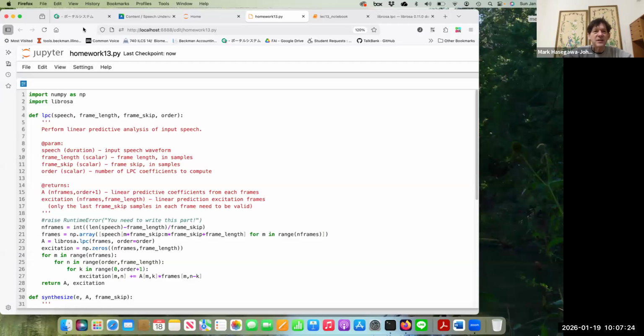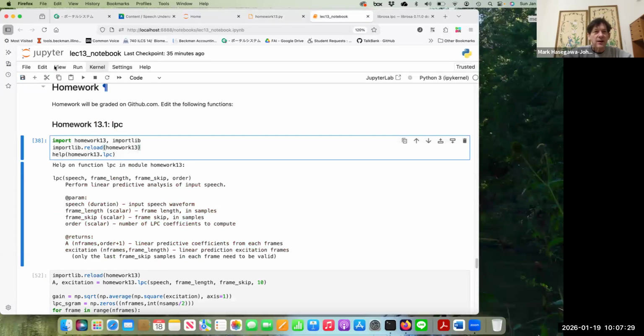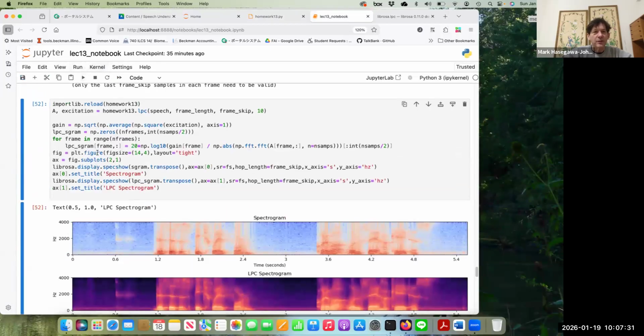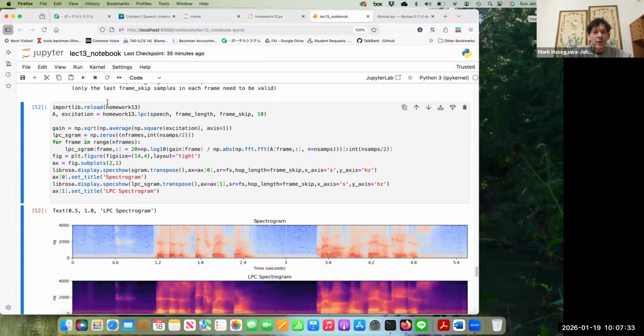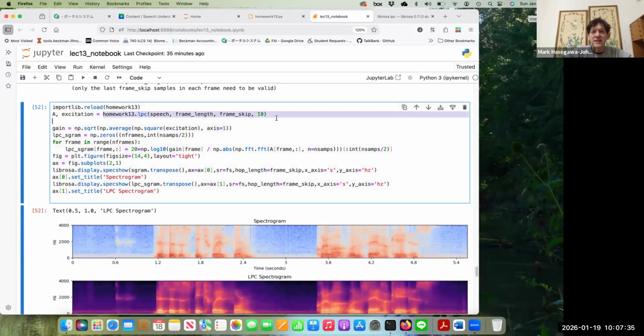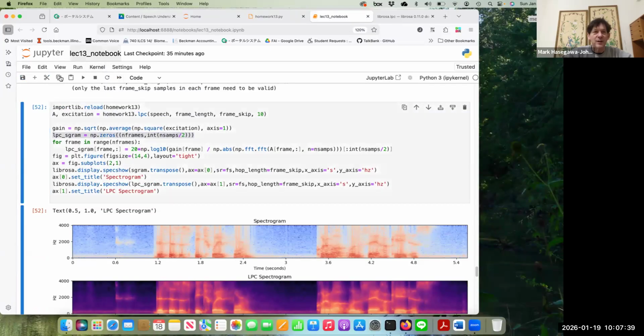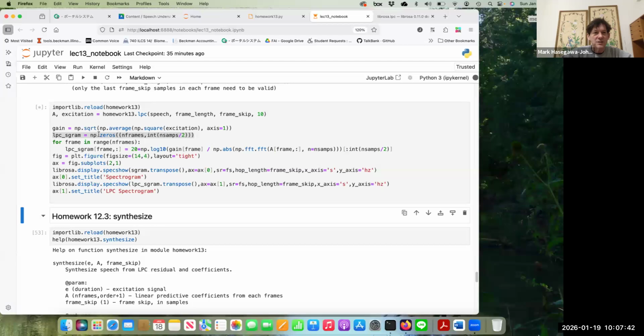Let me save this and try it out and see if it works on the sample. All right, let's run homework13.lpc help file, and let me run homework13.lpc and get back the LPC coefficients, and then I'll calculate the LPC spectrogram here and plot it. Let's see if this works without an error.